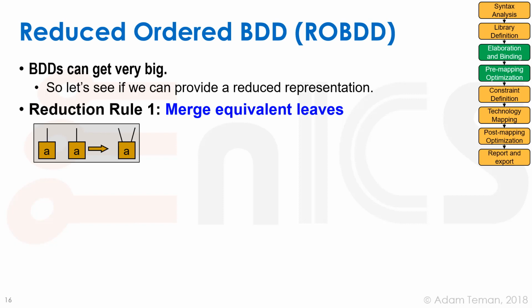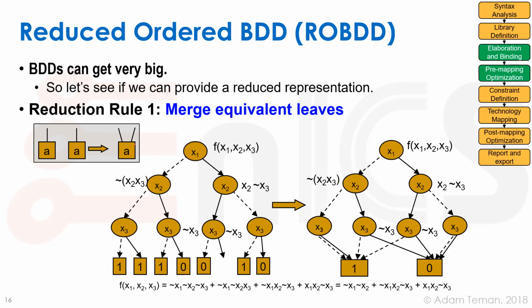Okay, so our first rule for reduction is we're going to merge equivalent leaves. In our picture before, we have these leaves, which are these squares, and remember they have either a 0 or a 1 inside. We're going to take all of the zeros and make them into a single square, and all of the ones into a single square. And the arcs that pointed to our zeros, we're going to move all of them to point into the single zero that we'll have left.